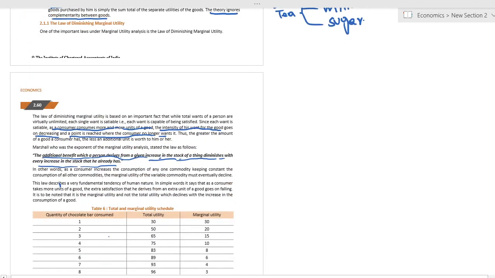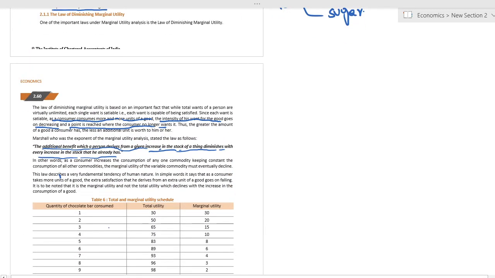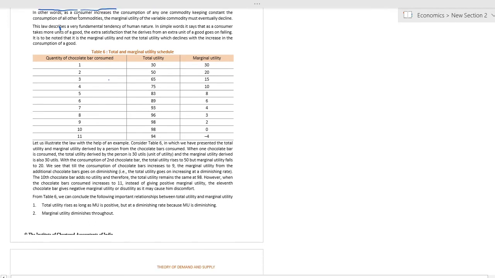So the additional benefit decreases with the number of commodities that a person has, the number of units of a commodity that a person consumes.